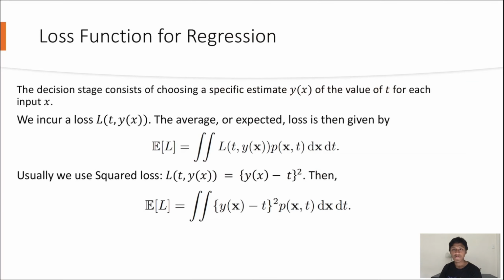In classification, we set t to discrete variables, or different classes. But in regression, we set t to a continuous value, estimating y(x) for each input x. We can get the expected or average loss here. Usually, we use the square loss, which is equal to (y(x) minus t) squared. So we just replace our loss function with this, and we get the expected loss in this formula.